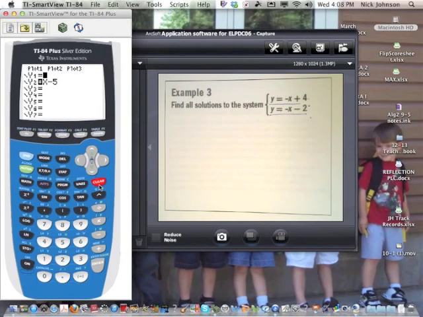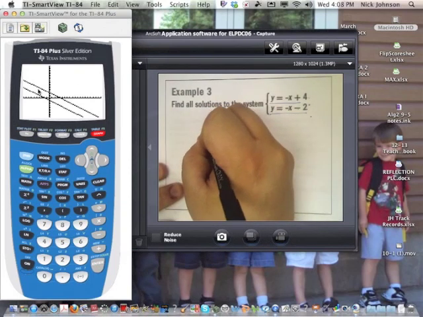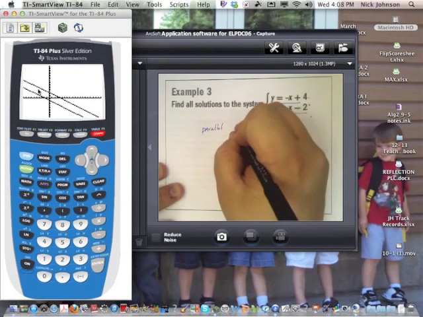The first one is negative x plus 4. The second one is negative x minus 2. I'm going to graph these. As you can see, these are two lines that do not intersect. These will never cross. Therefore, they are parallel, which means no solution.